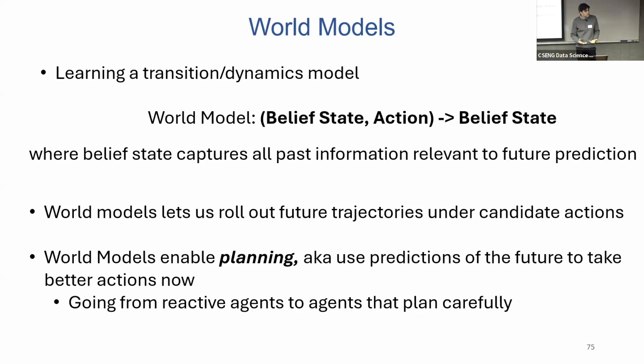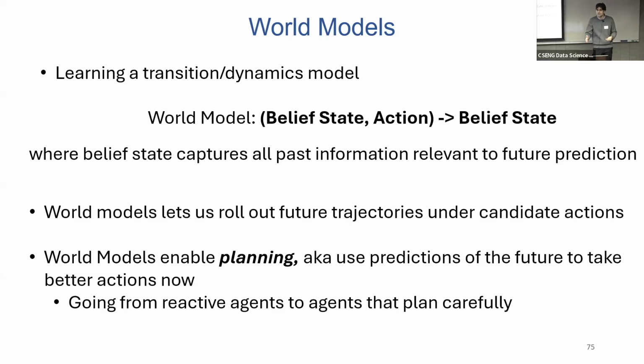So why are world models popular and being talked about quite a bit? Because they let us roll out future trajectories under candidate actions, right? And what does this allow? This allows me to do planning. Now I can try counterfactual actions digitally in these computational neural models, see how the future trajectories look, and then take my action.